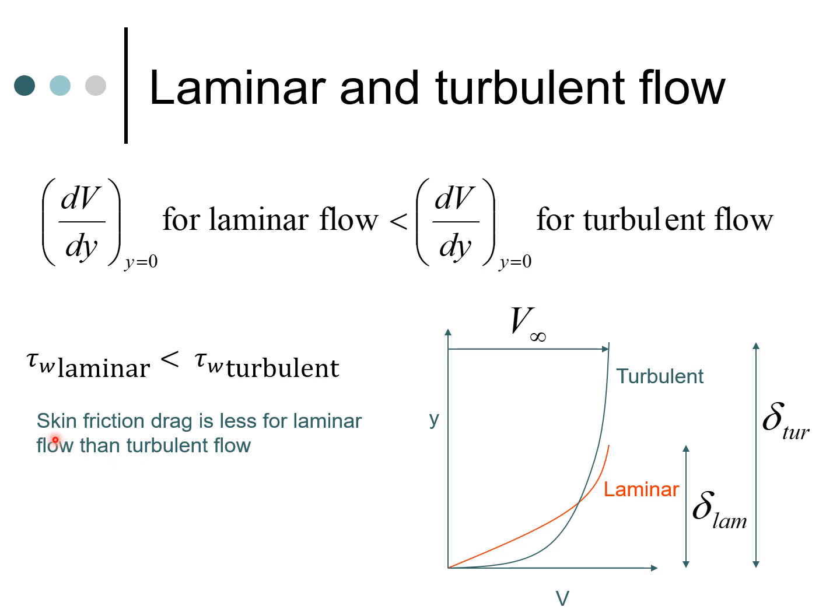The basic point is that the skin friction drag is less for laminar flow than turbulent flow, and this is a very important concept which affects the design of airfoil and wing sections on a lot of the airplanes you see around. So in many airplanes, if you are trying to reduce skin friction drag, you can try to keep the flow as laminar as possible. That's something which people try to do.